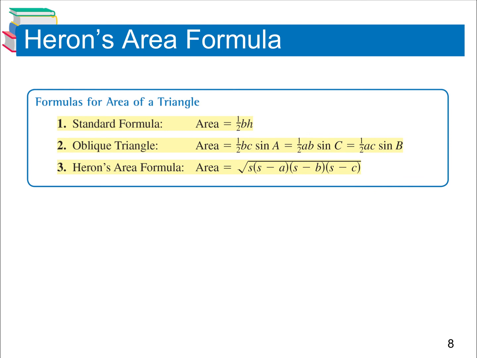Yep, that's fine. So here's our three formulas, right? Standard, what you guys have used in the past, is just your base times height divided by 2. What we did yesterday was our oblique triangle, when we used two sides and the angle in between, divided by 2. And then we have Heron's formula, where you have to find the s value, which is all three sides added up divided by 2, and then plug into the formula. Sound good? All right.